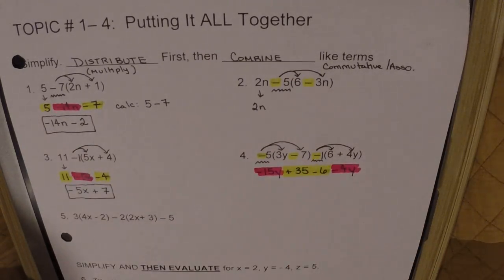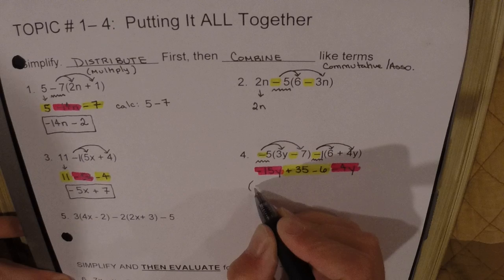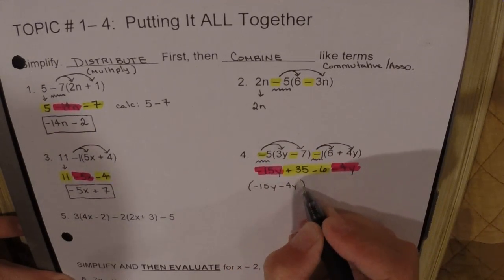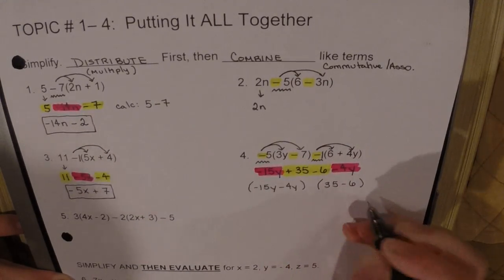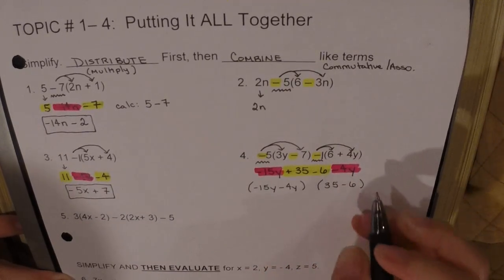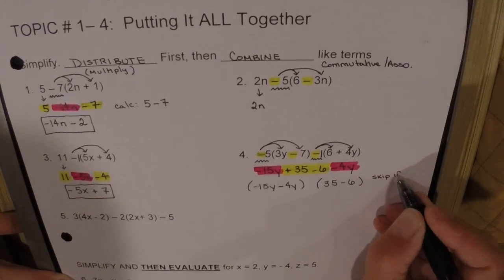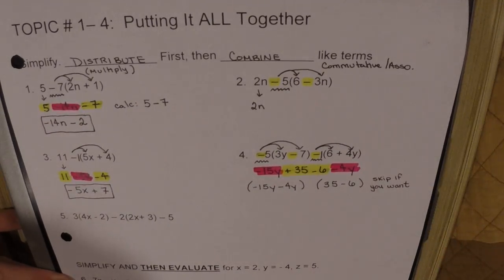Now again, if you still need to and it's helpful to you, you can still write these out. So if you want to do this step where we say negative 15y goes in here with the minus 4y, and then over here we do the 35 minus 6, this is fine. You can still do this step if it makes it easier, but you can also skip this, which is what I've been doing. But if you want to still write that out, that is perfectly fine.